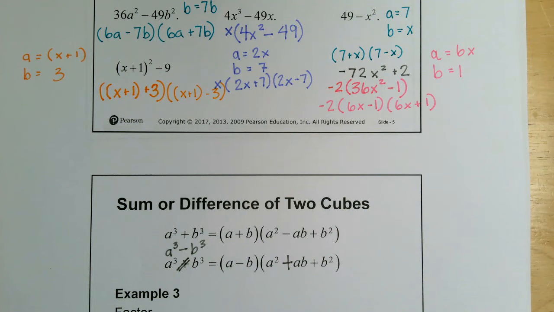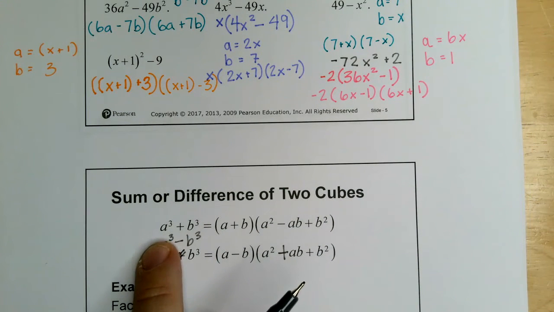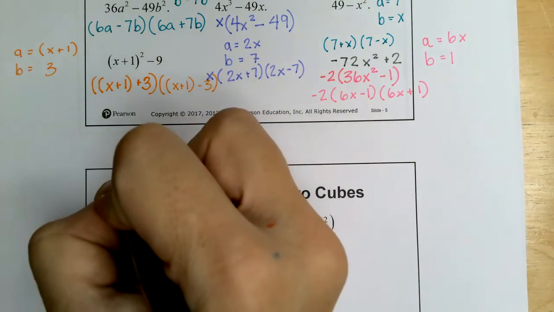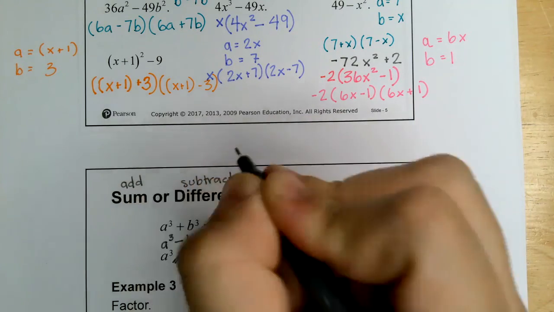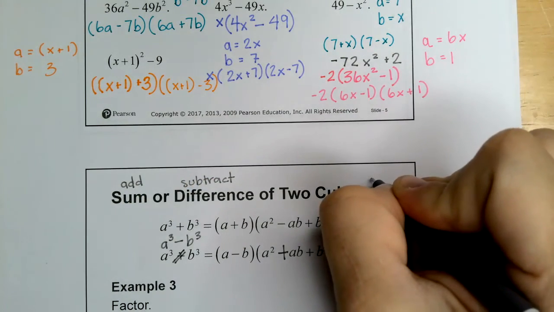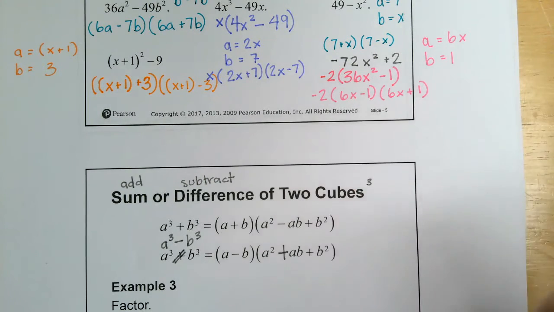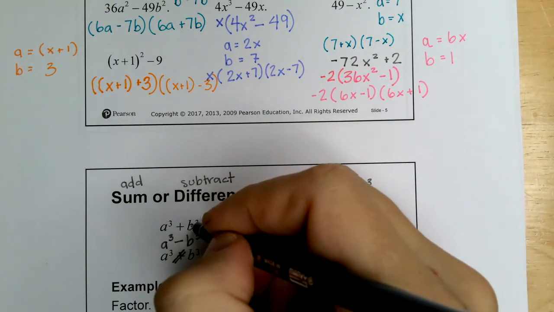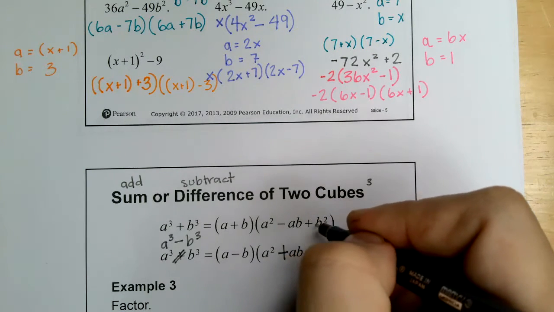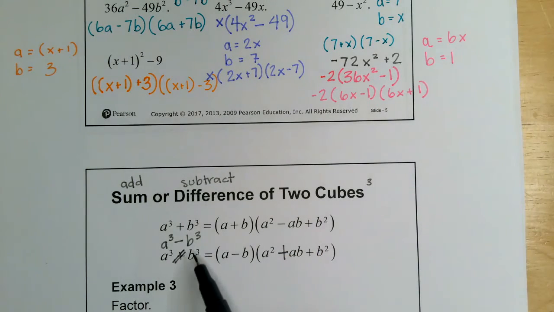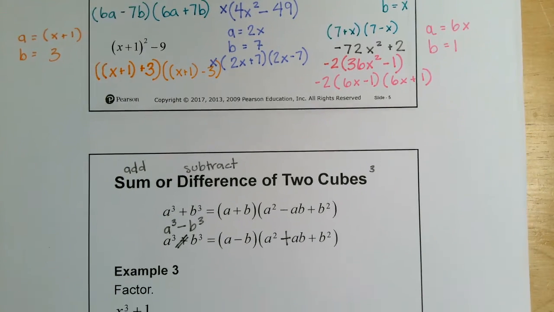The first term, okay, so we have a cubed, the sum or difference of two cubes. Sum is add, difference is subtract. So two cubes, cube just means to the power of 3. A to the third plus b to the third, we can rewrite as a plus b times the quantity a squared minus ab plus b squared. If they are subtracted, a to the third minus b to the third, I can rewrite it as a minus b times the quantity a squared plus ab plus b squared, okay?